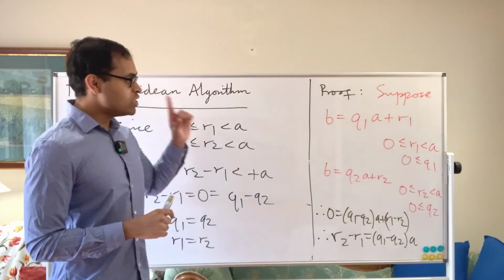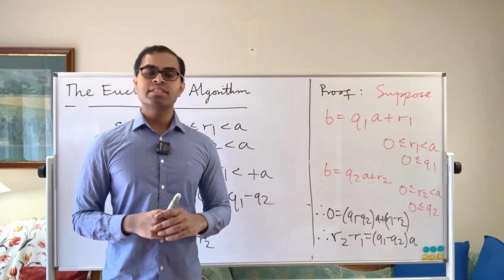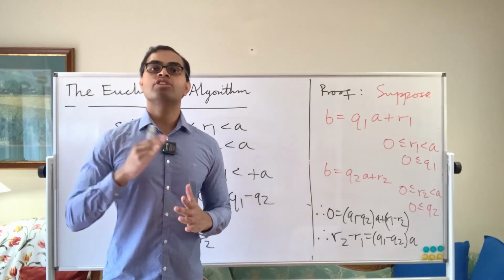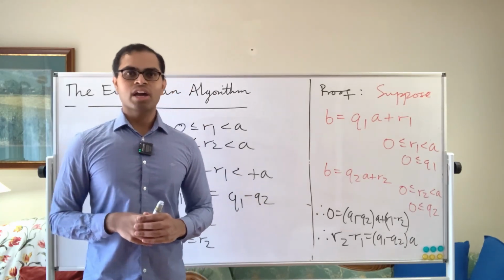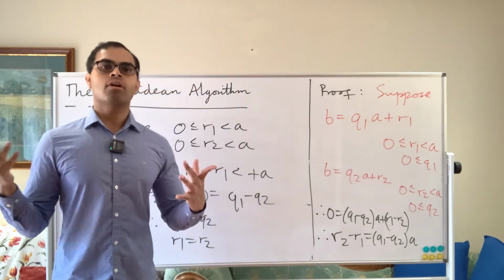One last thing is we also used what is called the Archimedean property of the real numbers to say that there was a maximal Q so that QA is less than or equal to B. That's something I will talk about in other videos, but some people like to call that the Archimedean property.